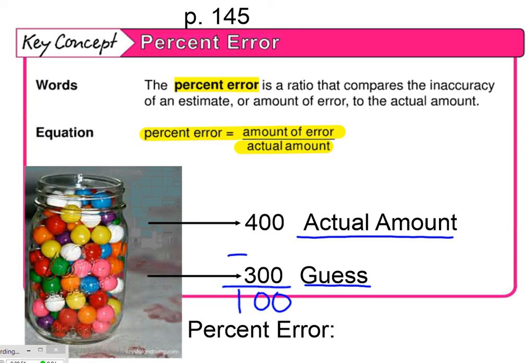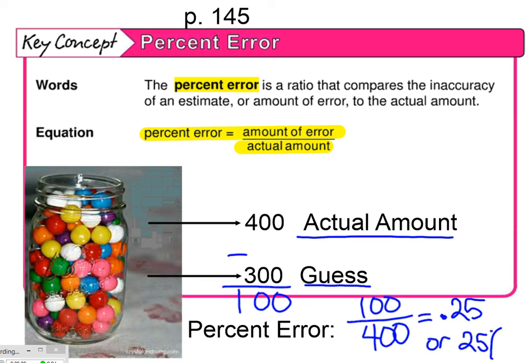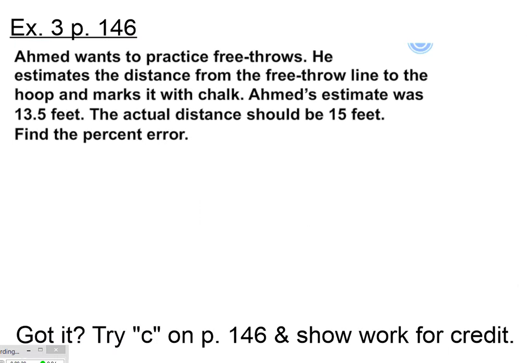So we take the amount of error, which is 100, and you divide it by the actual amount, which is 400. When you simplify that, you get 0.25 as a decimal, or 25%. So I made a 25% error. Let's go on and look at example 3 now. This is on page 146.